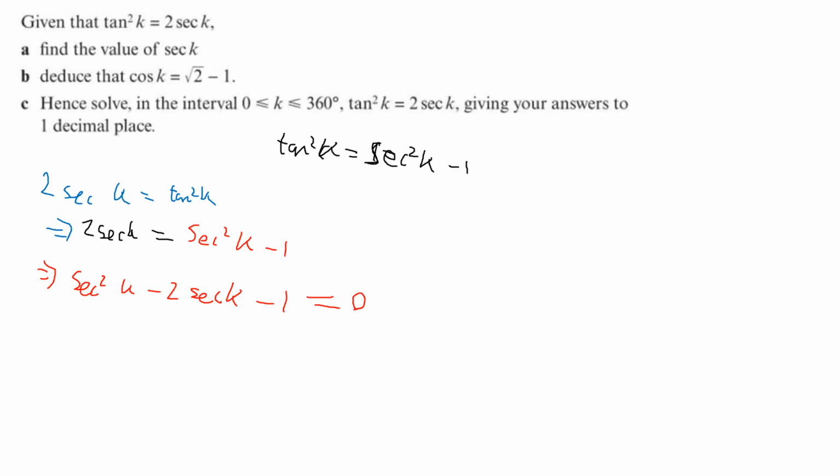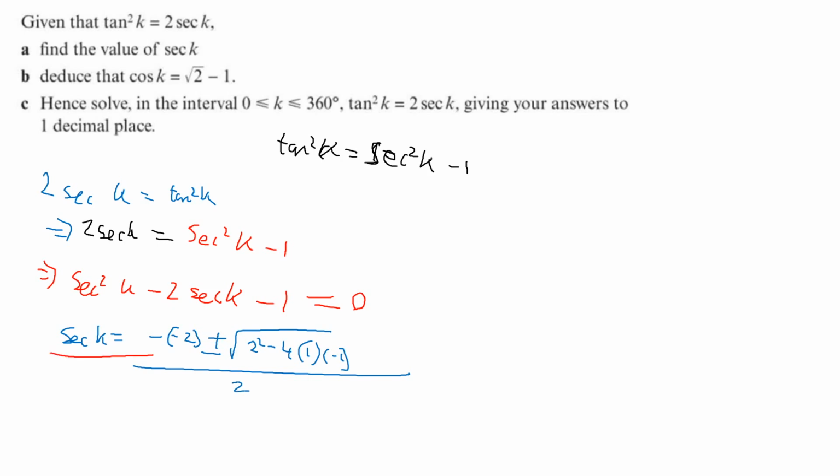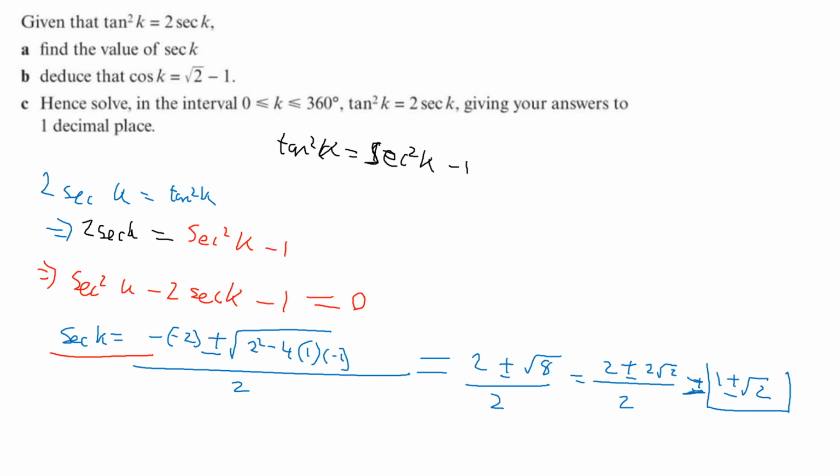So what we'll do is we'll do sec k is equal to minus minus 2 plus minus the square root of 2 squared minus 4 times a times minus 1 all over 2. And that is the same as 2 plus minus root 8 over 2, which is the same as 2 plus minus 2 root 2 over 2, 1 plus minus root 2. Okay? So it's equal to.